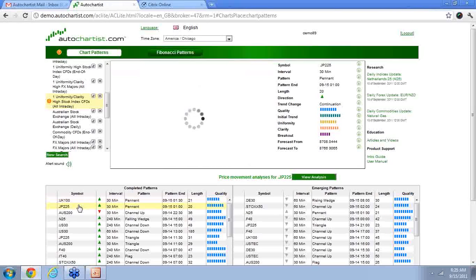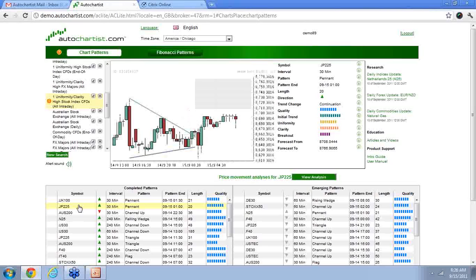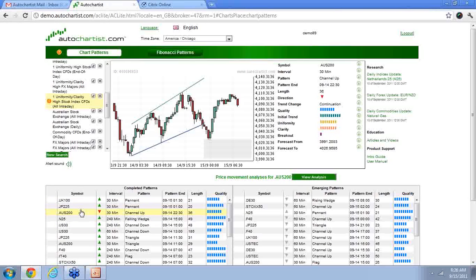Here's a Japanese stock market, and this was a pennant formation. Australian dollar, a little bit clearer on this particular channel and before the breakout. So again, these are highly rated uniformity and clarity ratings that are giving me these patterns.